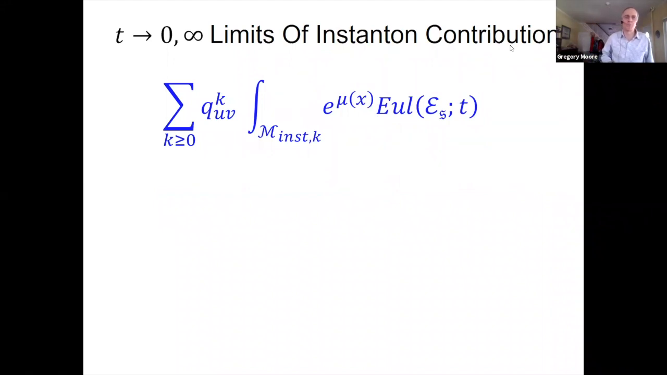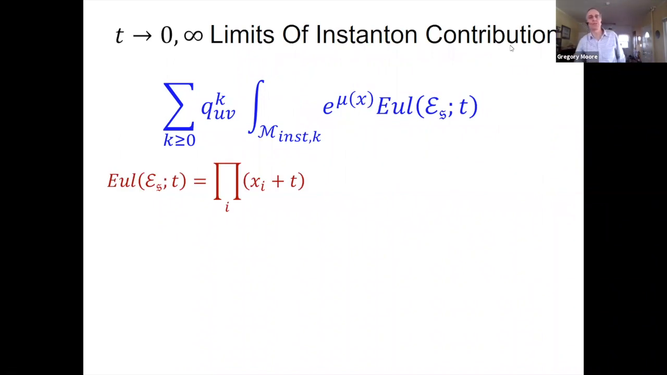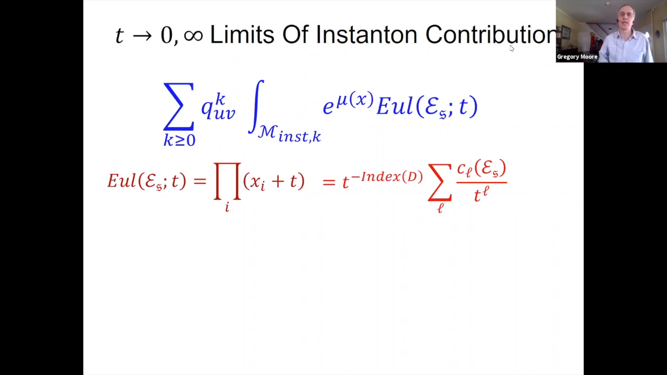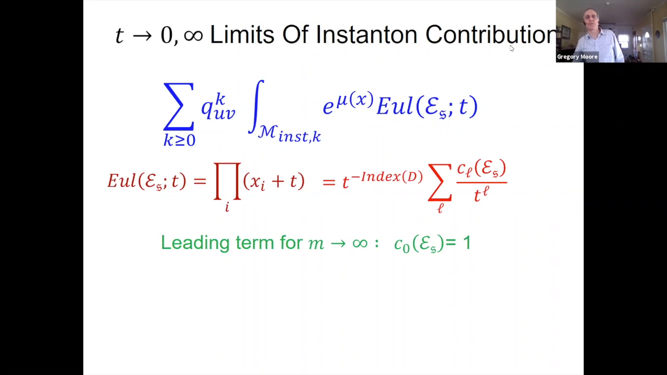Then it's interesting to look at the mass to 0 and infinity limits here. So this equivariant Euler class we can write out as a product over the splitting classes and write that as a polynomial in T, which I've written this way to pick out the various Chern classes. Now it's nice to observe that if the mass goes to infinity, then clearly the leading term is the 0th Chern class, which is just 1. So if I replace the Euler class by 1, I get e to the mu of x, and lo and behold, that's the definition of the Donaldson invariants a la Donaldson.